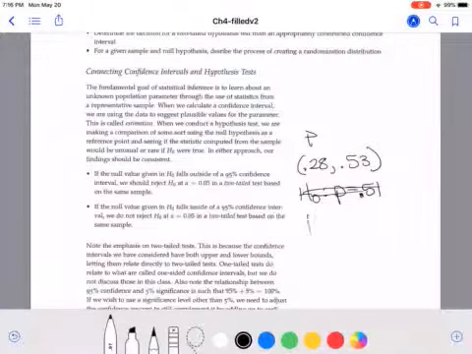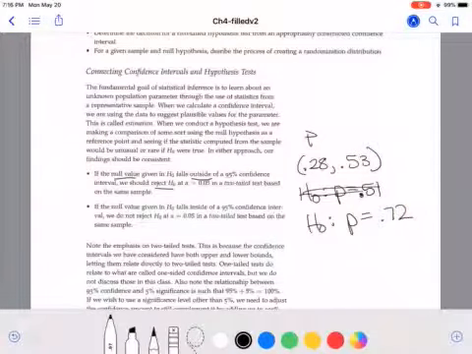However, let's say I was doing a test where I was looking at a value of 0.72. When I was doing that test, I would reject the null of 0.72 because it does not fall in the interval. So if the null value falls outside the interval, then we would reject the null. If the null value falls inside the interval, then we do not reject the null.